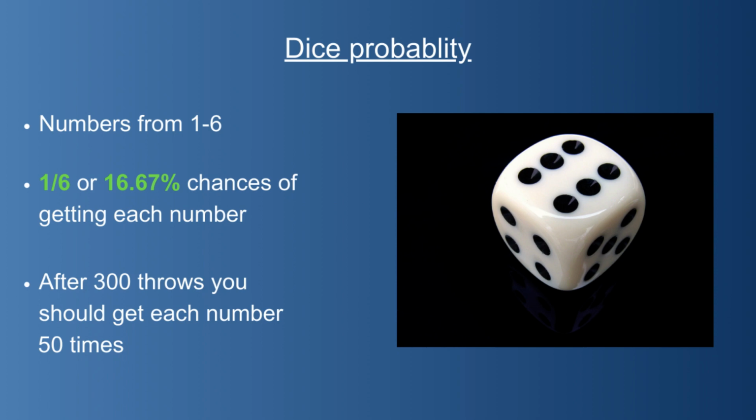Now let's explore dice probability. On a dice, there are numbers from 1 to 6. Each time you throw the dice, there is a 1/6 or 16.67% chance of getting each number. So, according to probability, if you throw the dice 300 times, you will get each number 50 times. But let's explore, will it actually happen?